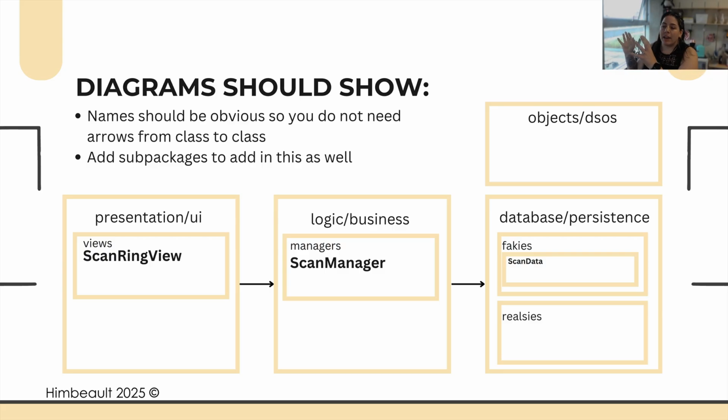And then in my database or persistence layer, I end up with two separate types of database implementations. I have a fake one. We'll talk more about the fake ones as we go, but we end up with this fake database with pre-seeded data. And then we also have our real database, which will have an actual connection to, in our case, an in-memory database.